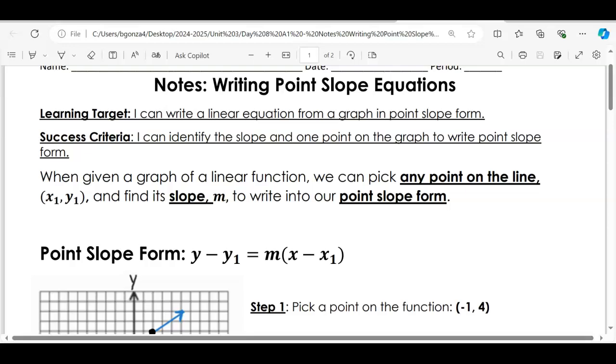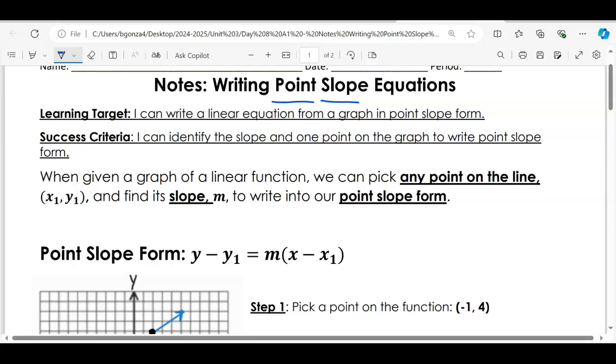Ready for some notes? All right, today we're talking about point slope. Point slope is the name of the game. And it's when you have a point and a slope. You don't need Chromebooks, so make sure those are closed because we're looking up here. This will be short and sweet.